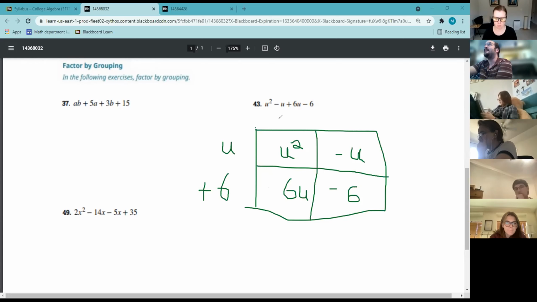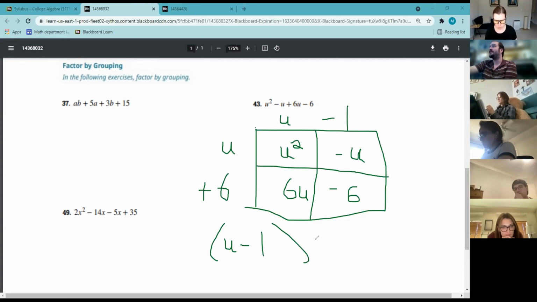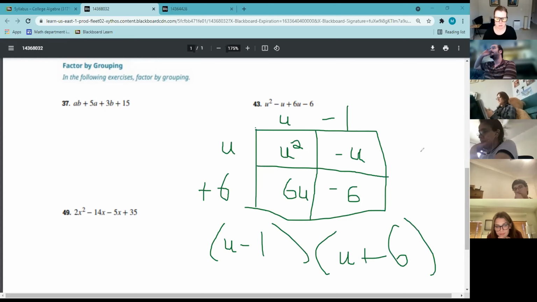Okay. And then what was remaining? I divided by U, so it's U minus 1 and U minus 1. Yep, those should match up, right? And if they do match up, we can factor out U minus 1, and we're left with U and 6. Yep, those are my two factors: U minus 1 and U plus 6.